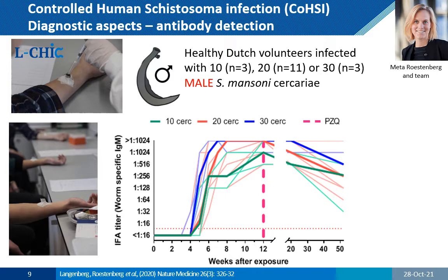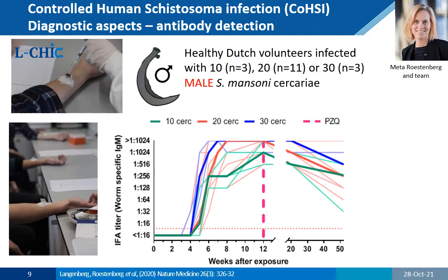So now I will share with you two recent studies where we demonstrated the diagnostic potentials of our serology and in particular of our fluorescence assay. First, the controlled human infection model, where naive healthy Dutch volunteers were experimentally infected with either 10, 20 or 30 cercariae of the male Schistosoma mansoni parasite. And in this study we showed 100% seroconversion in these volunteers 4 to 6 weeks after the infection started by using our in-house immunofluorescence assay. So even in individuals exposed to 10 cercariae only.